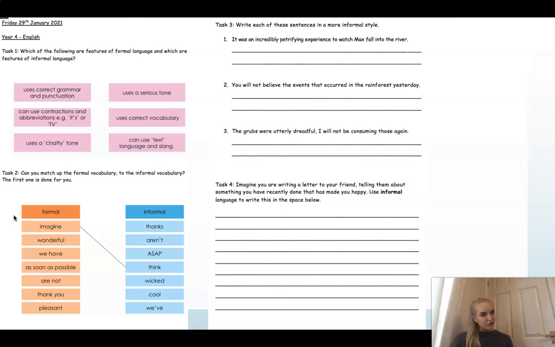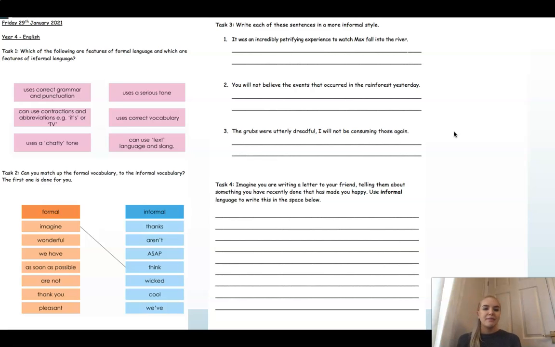So your task for today, it looks like quite a lot, but by now you should have actually done 2 of them already. So if you haven't done the first 2 tasks where you identify which of the features are formal or informal, and you've matched up the vocabulary to informal vocabulary, those will be your first 2 tasks. Task number 3, these are 3 formal sentences. Can you change them and write them in a more informal style? Remembering that the point of the sentence must stay the same. They must be writing about the same thing, but you might want to change specific words.